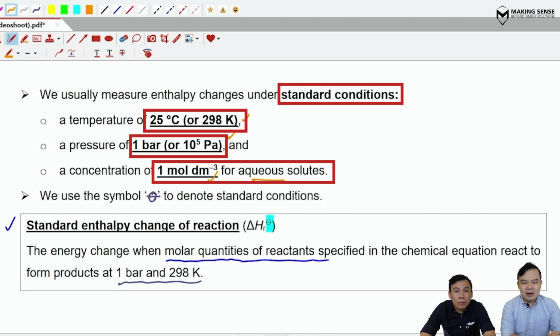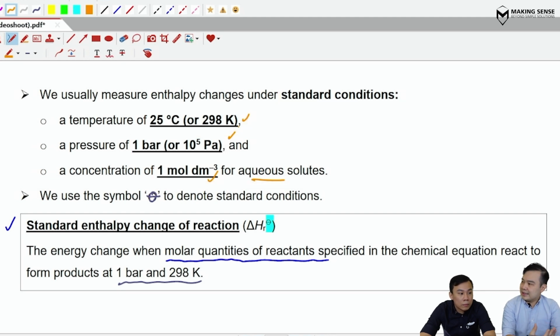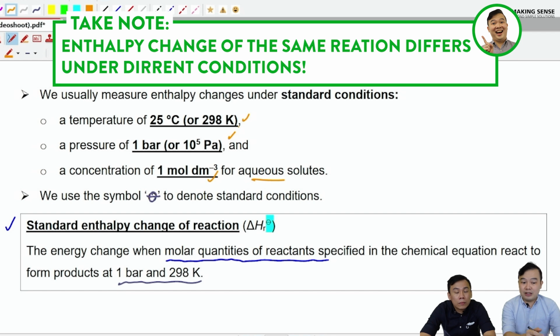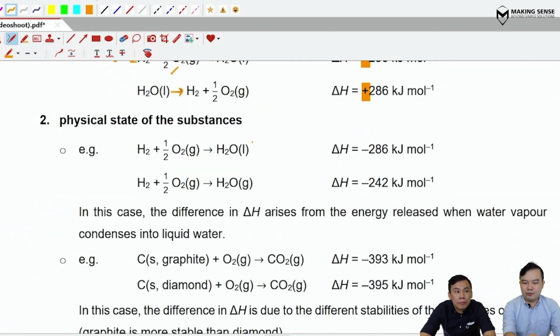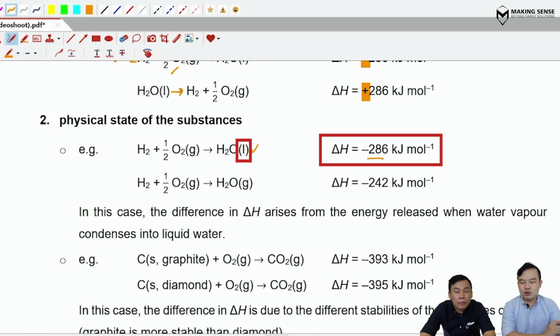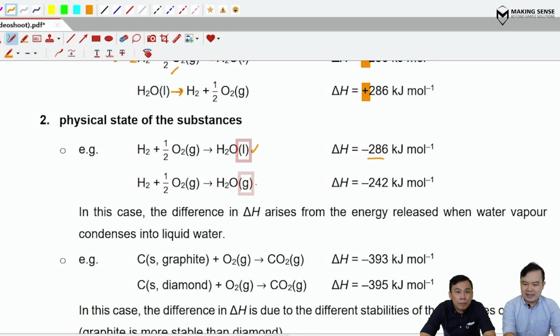Now, why is it important for us to define the standard conditions? It is because the moment I change any of this, the enthalpy change will not be the same as well. We'll illustrate this using an example at the top. Just now we were trying to form 1 mole of liquid water and it releases 286 kilojoules of energy. The moment you change it into a gas, you'll notice that the number is going to switch as well.